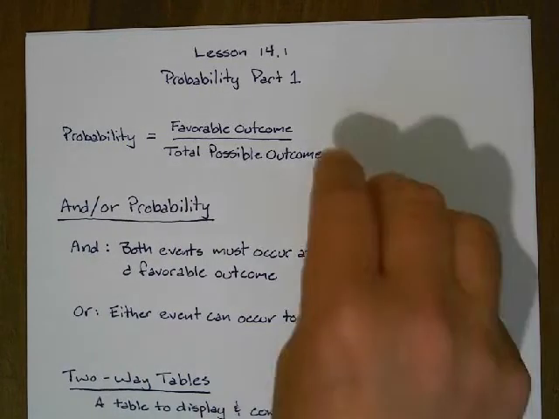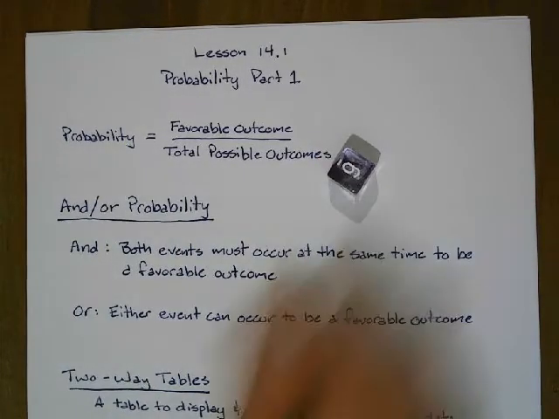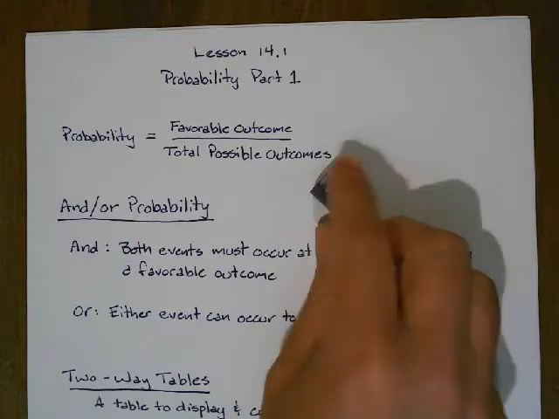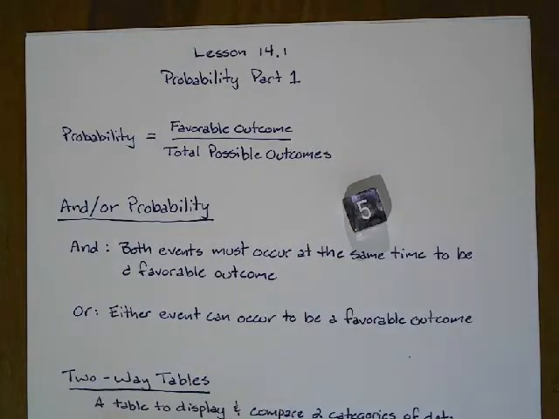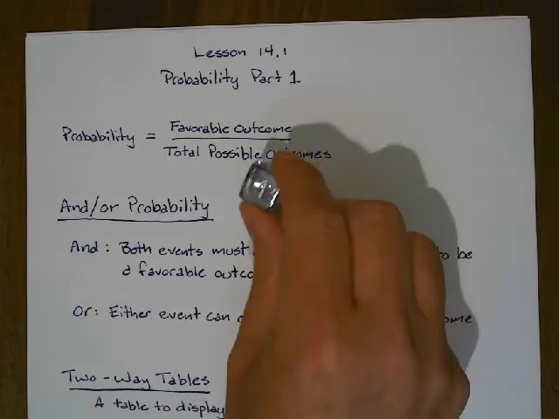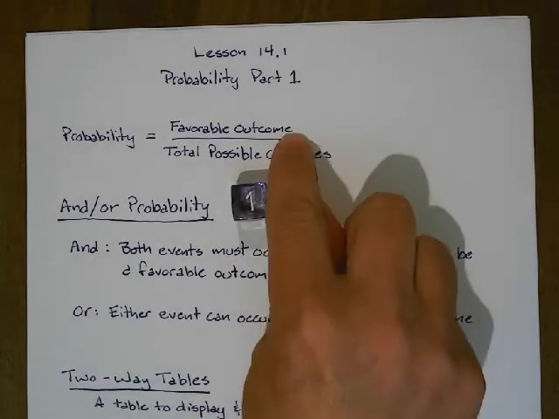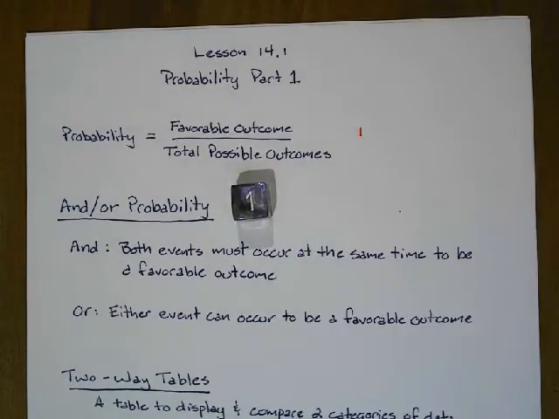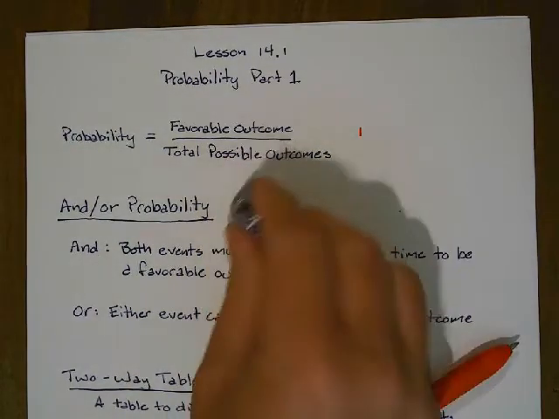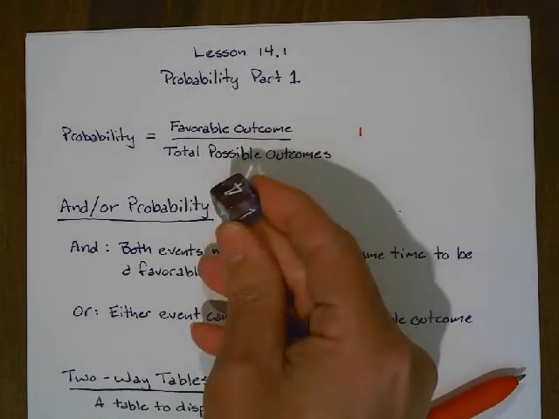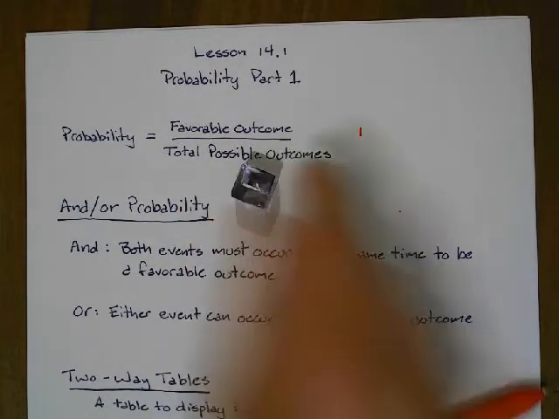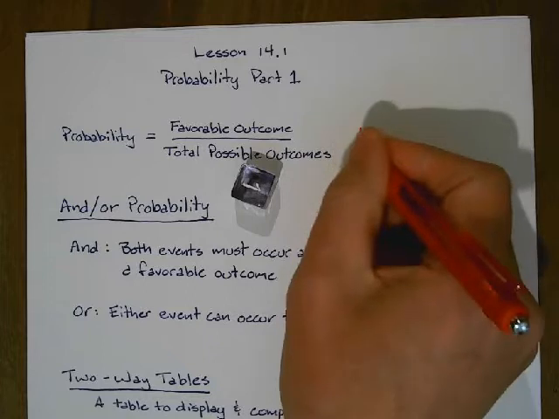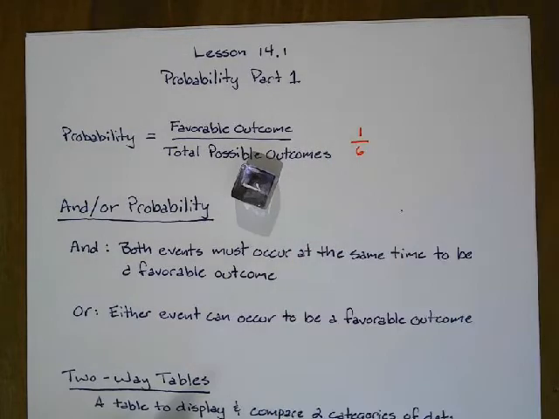Let's say that I've got a six-sided die here. So I got six sides. It's numbered 1, 2, 3, 4, 5, 6. And let's say that I want to roll a 1. On this die, there is only one 1. So how many favorable outcomes would there be? There would be one favorable outcome. Now, how many total possible outcomes are there? Well, the outcomes would be 1 through 6 on this die. So the probability of rolling a 1 is 1 out of 6.